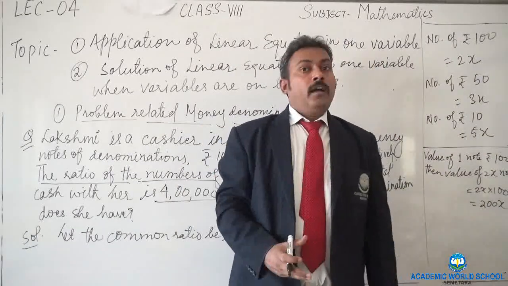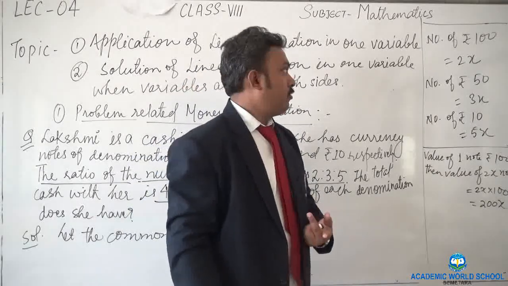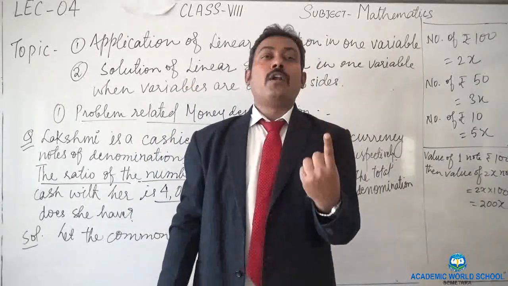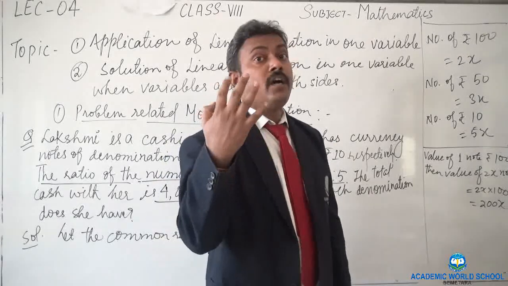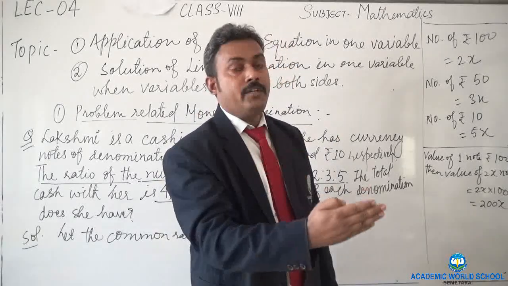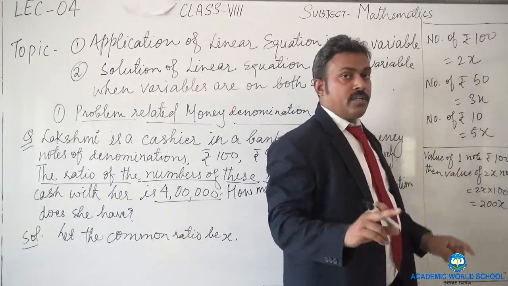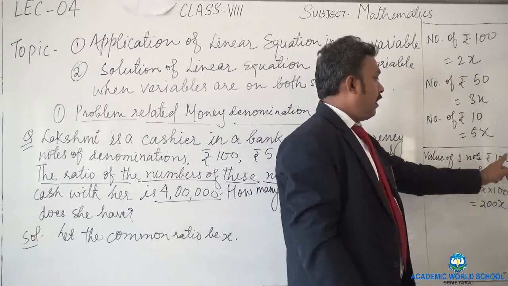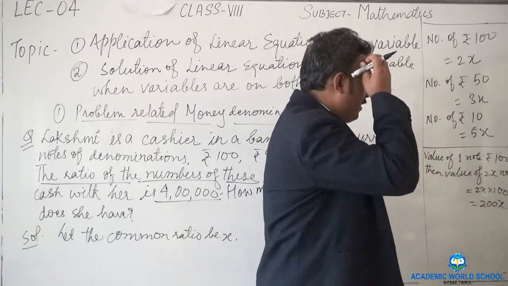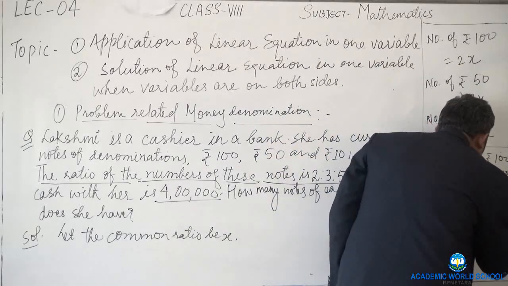Suppose you have 5 100 rupee notes, right? The value of one note is 100 rupees. So the value of 5 notes will be 5 into 100. In the same way here, the value of one note is 100 rupees. So the value of 2x notes will be 2x into 100. That will be 200x rupees.